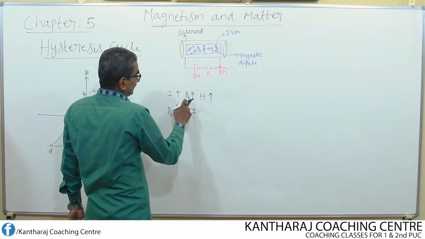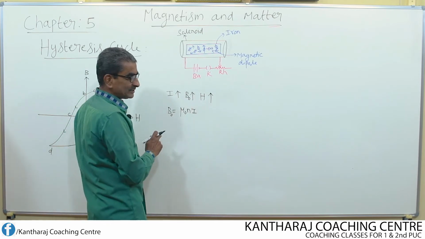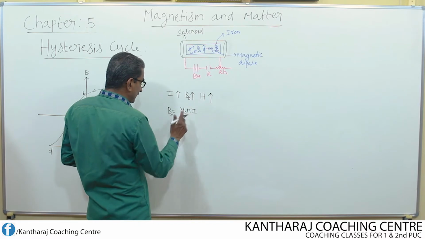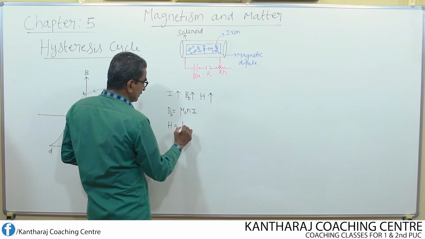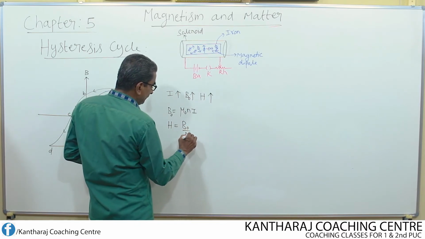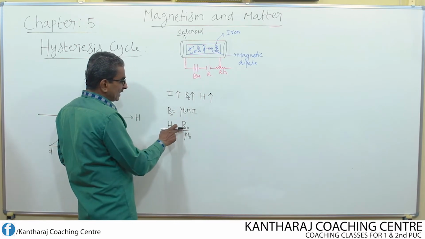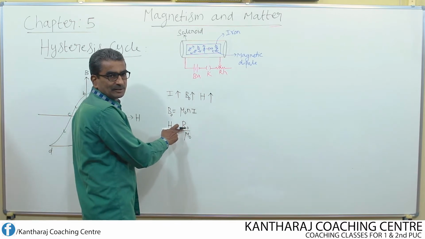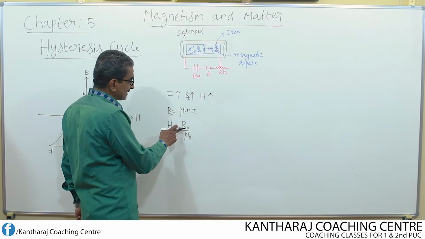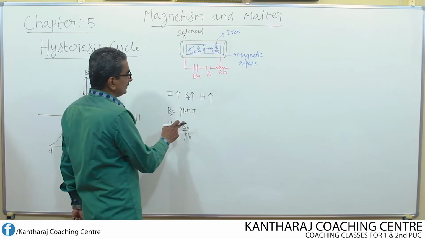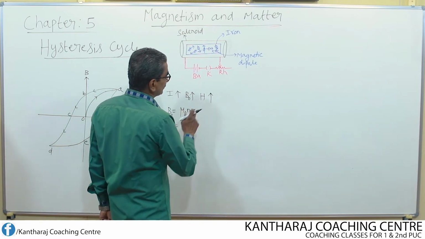How can you say that if B naught increases, H also increases? Because we know the relation for H equals B naught divided by mu naught. Here also H is directly proportional to B naught. That means magnetic intensity is directly proportional to the magnetizing field. So that is why if B naught increases, H also increases.